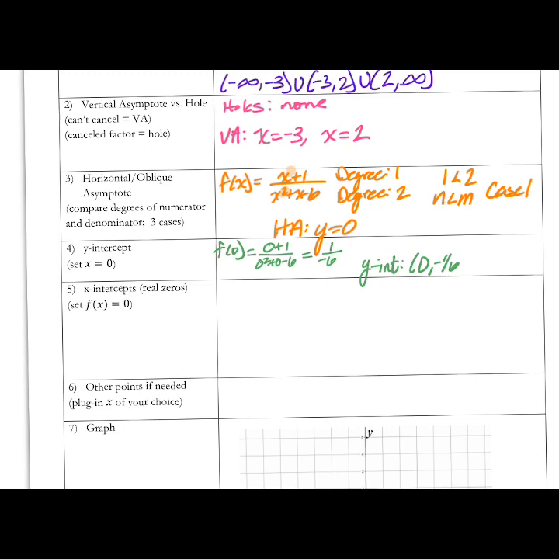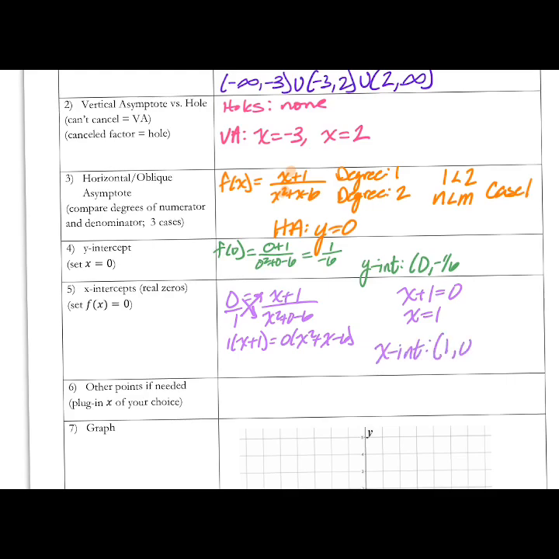Now we want to find the x-intercept. So I'm going to set 0 equal to x plus 1 over x squared plus 0 minus 6. I'm going to cross multiply, and I get 1 times x plus 1 equals 0 times x squared plus x minus 6, which I totally wrote wrong. So I get x plus 1 equals 0, or x equals 1. So my x-intercept is going to be 1, 0.